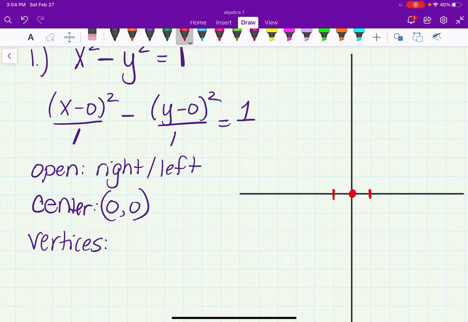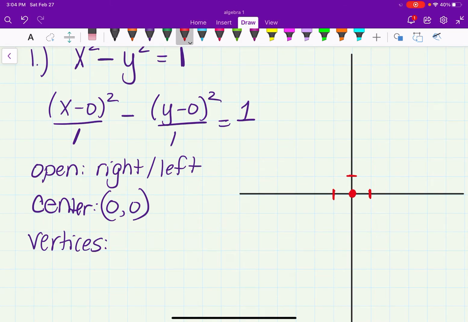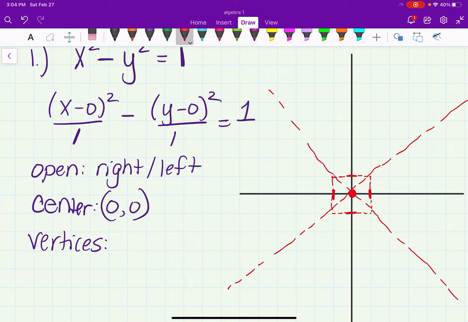Okay? In the y direction is actually also 1, because that's what's under the y. And we're going to make an imaginary box. And to show that it's imaginary, this isn't the actual graph. This is the asymptote that the hyperbola is not allowed to cross. And then we have to make a diagonal through the center. Again, asymptotes, boundaries, that our hyperbola is not allowed to cross.